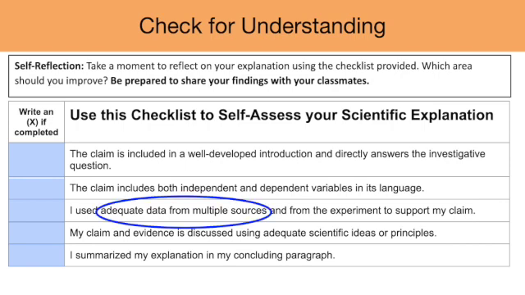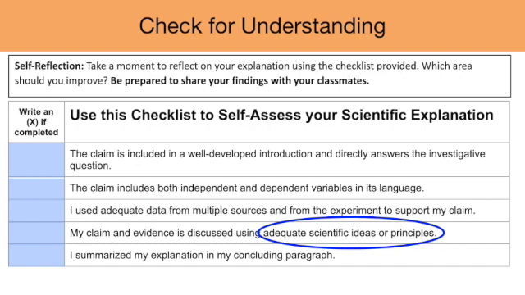How much data is adequate? 2 data points? 5? Does multiple sources mean more than one experimental group in an experiment? Or does it mean multiple classmates' experiments? What about adequate scientific ideas or principles? Do students need to refer to temperature as well as thermal energy transfer? Do they need to define which form of heat occurs in their experiment?